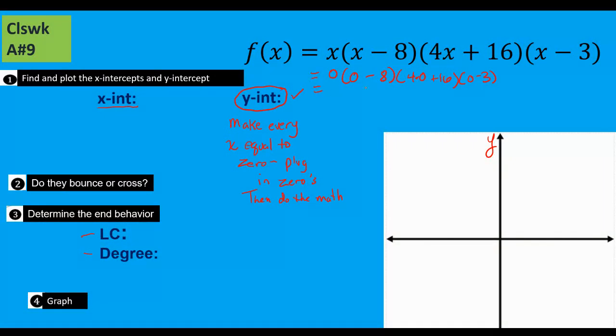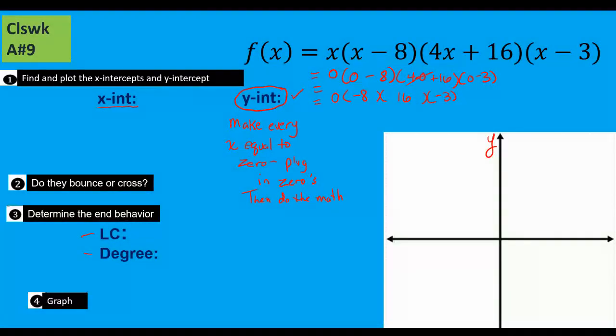And I'll just shorten up the parentheses. So I'm going to bring down the front 0. 0 minus 8 is negative 8. Right here, 4 times 0 is 0 plus 16 would be a 16. And the back one is 0 minus 3 would be negative 3.